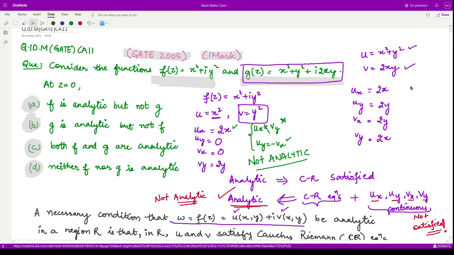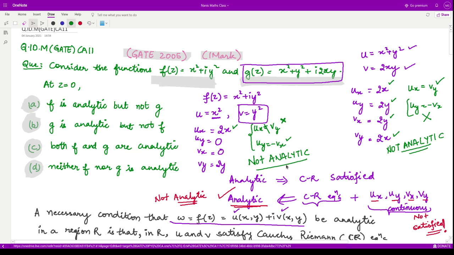From here you have to again check the conditions. The first condition is ux is equal to vy, and the second condition is uy is equal to minus vx. ux is 2x and vy is again 2x, so this condition is satisfied. For the second condition, you have uy is 2y and vx is 2y, but we have a minus sign over here, so this condition is not true. Therefore one of the Cauchy-Riemann conditions is not true, so we can conclude that the corresponding function is not analytic.